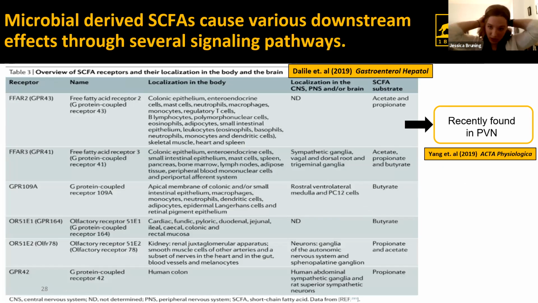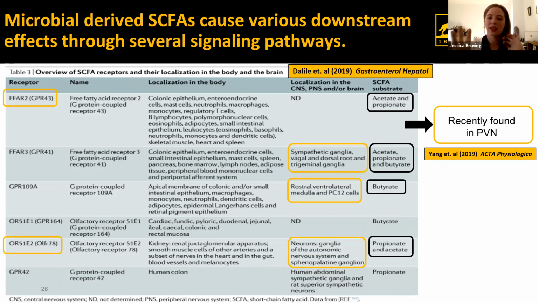And if you give me two clicks, I think that's enough. Okay. Once in circulation, these short-chain fatty acids can bind to G protein coupled receptors. And as you can see highlighted in the center column in the orange or yellow, these GPCRs are very present in the sympathetic nervous system. Okay, next.